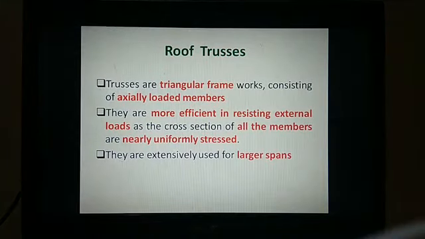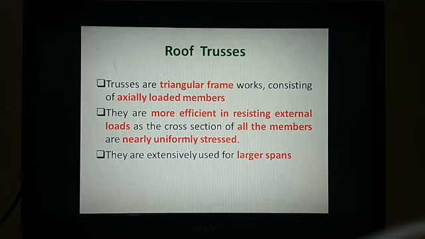So let me start with the roof trusses. Here the trusses are basically triangular frameworks, consisting of axially loaded members. As your trusses are made up of triangular elements, the members are basically subjected to axial loads. That is the reason why there will be two major elements: one is the strut member, the other is the tie member, right? Where the forces act axially on the member, some members are subjected to tension and some members are subjected to compression, okay.